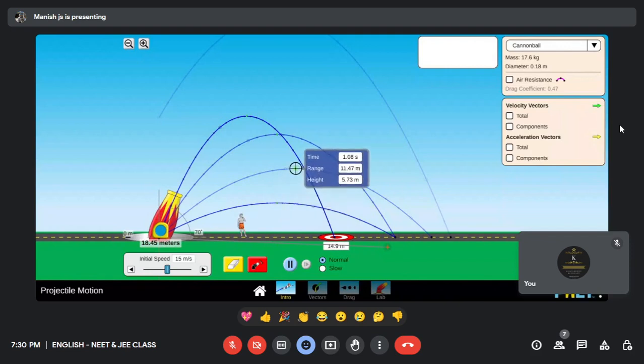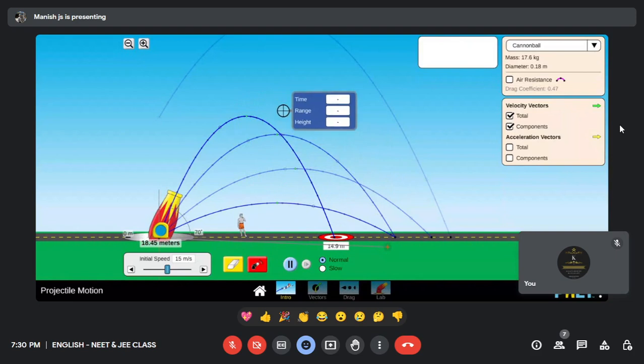And look at the time also. It takes 1.8 seconds here, and 0.7 seconds for 30, okay, 45, and appropriately 60 and so on. That's what we try to understand from this. Also, the velocity components we can try to find out if I check these boxes.